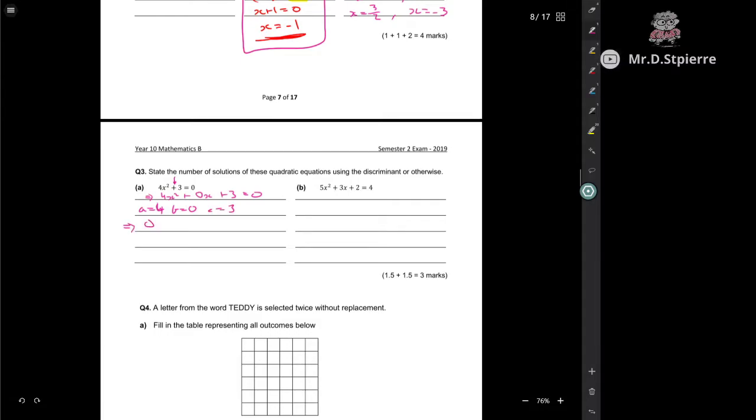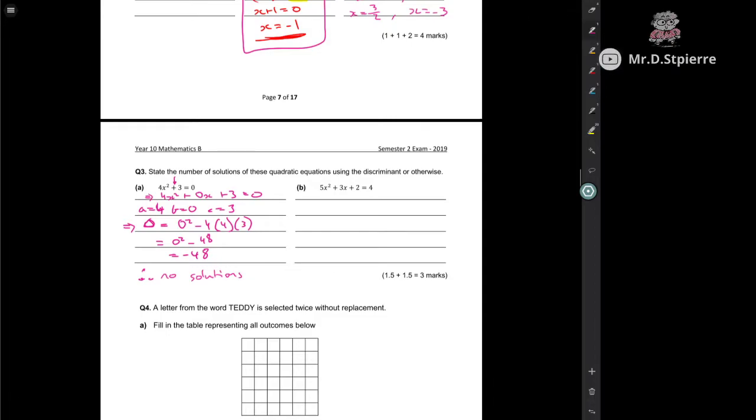So we get a is equal to 4, b is equal to 0, and c is equal to 3. It follows that the discriminant is equal to 0 squared minus 4 times a, which is 4, times c, which is 3. So I get 0 squared take away 16 times 3. 8, carry the 1, 3, 48. So we get negative 48. Since it's negative 48, we need to make sure we're answering the question, state the number of solutions, therefore we get no solutions.